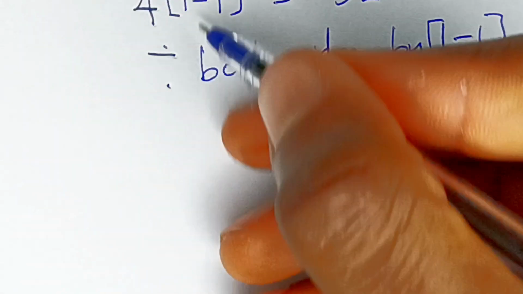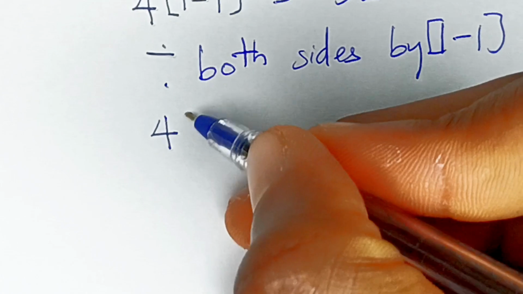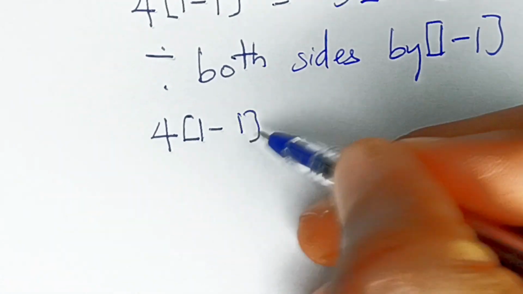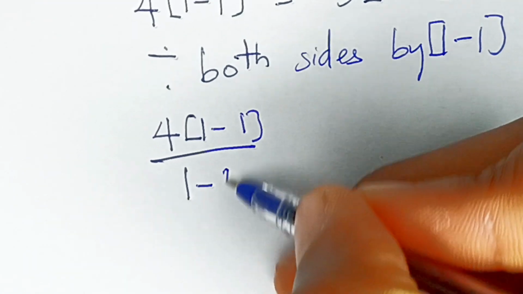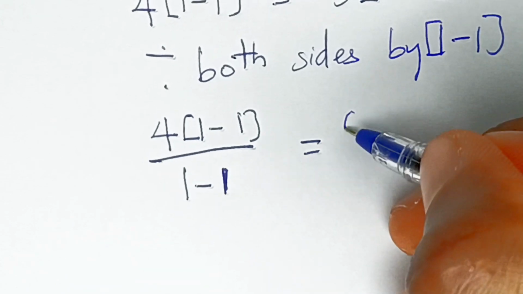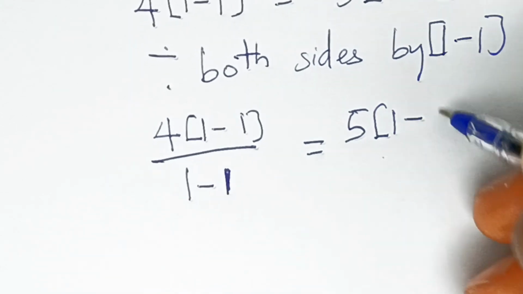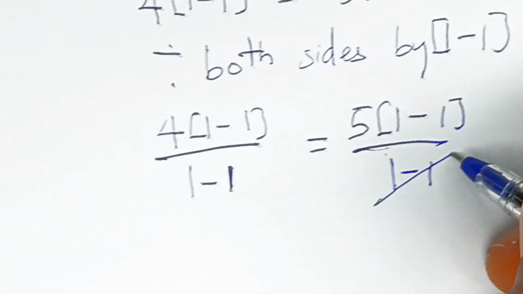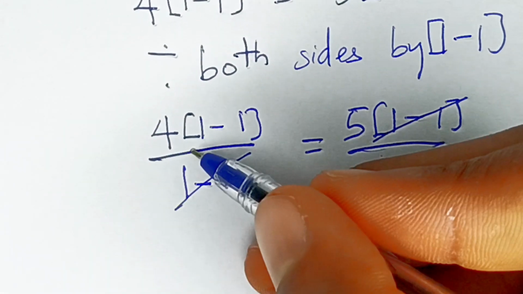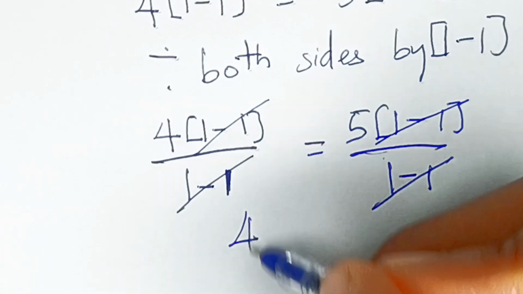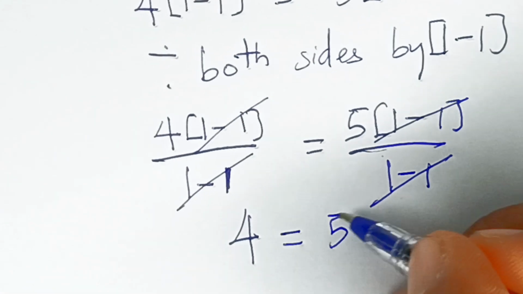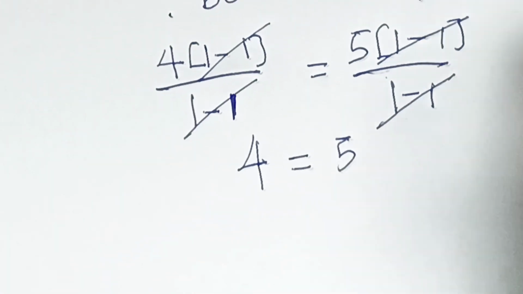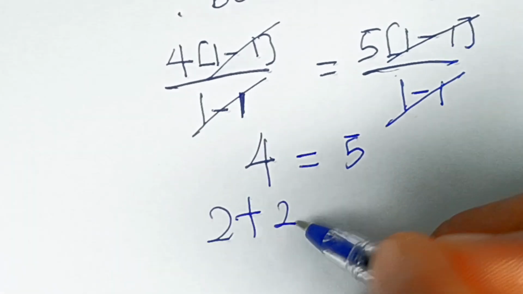Okay, now 1 minus 1 would strike out on the left hand side to be equal to 5 into 1 minus 1 divided by 1 minus 1. Okay, now 1 minus 1 strikes 1 minus 1, 1 minus 1 strikes 1 minus 1, so that this becomes that 4 is equal to 5, which goes to say that 2 plus 2 is equal to 5.